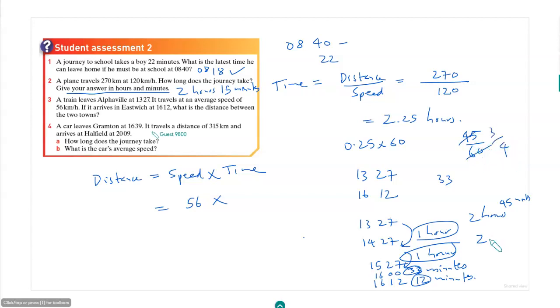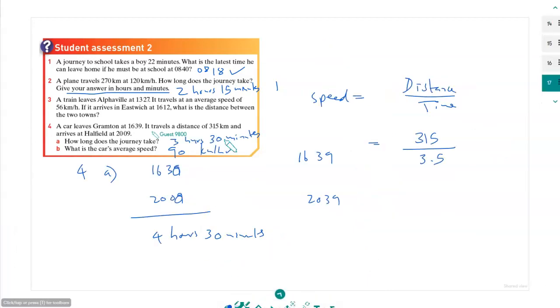So it's like 2 3 by 4 hours, right? How much is that as an improper fraction? 11 over 4, isn't it? 2 times 4 is 8, 8 plus 3 is 11 over 4 hours. So the time is 11 over 4 hours. So you put 11 over 4 here. So what will be the distance? 56 times 11 by 4 is 154 kilometers. Very good. So that's how you do it. And that is the end of the chapter.